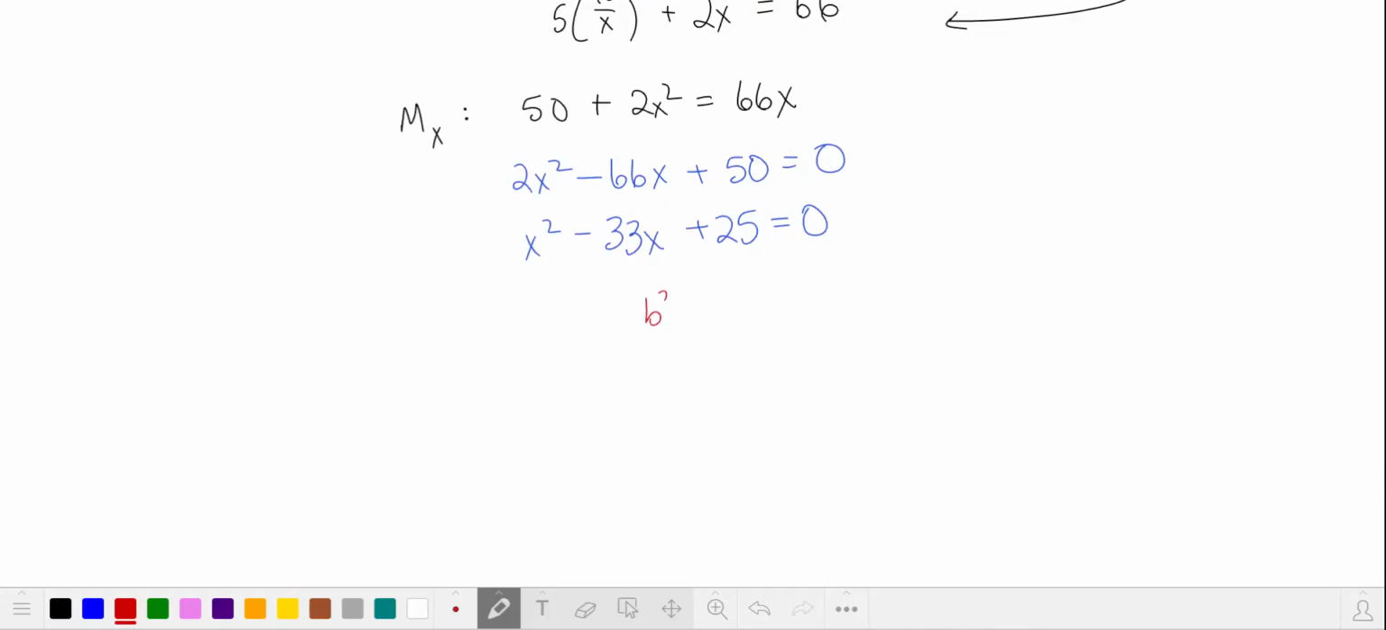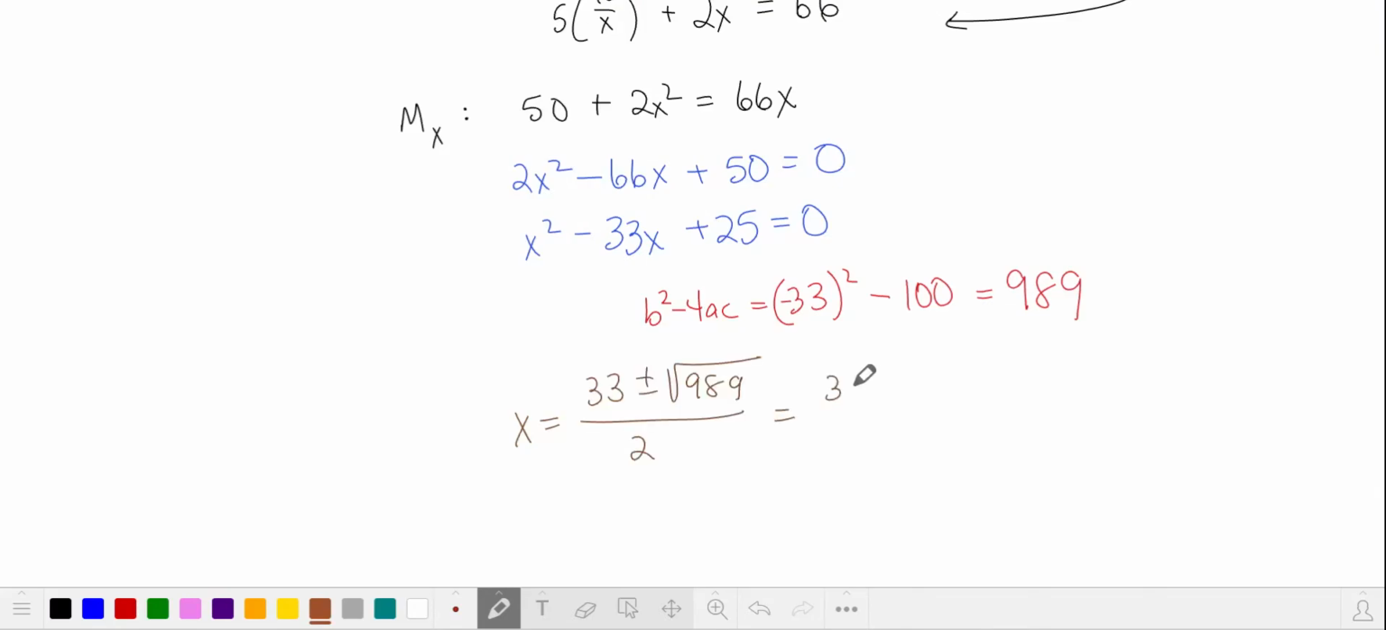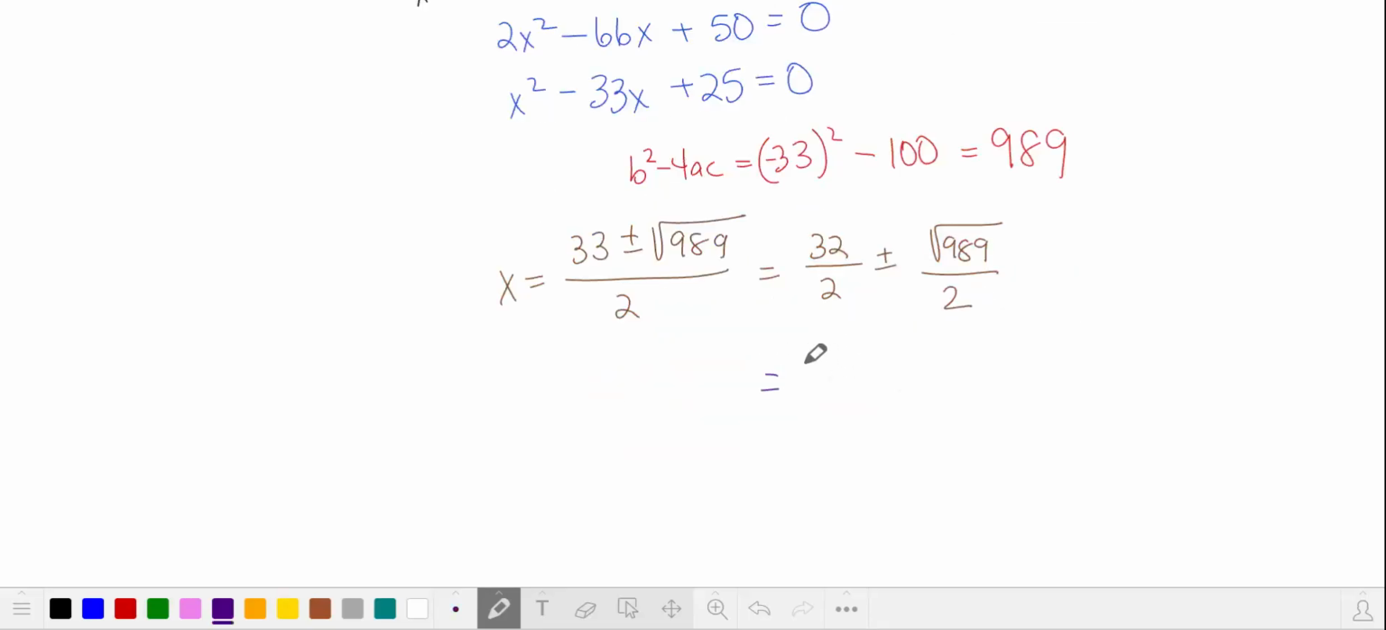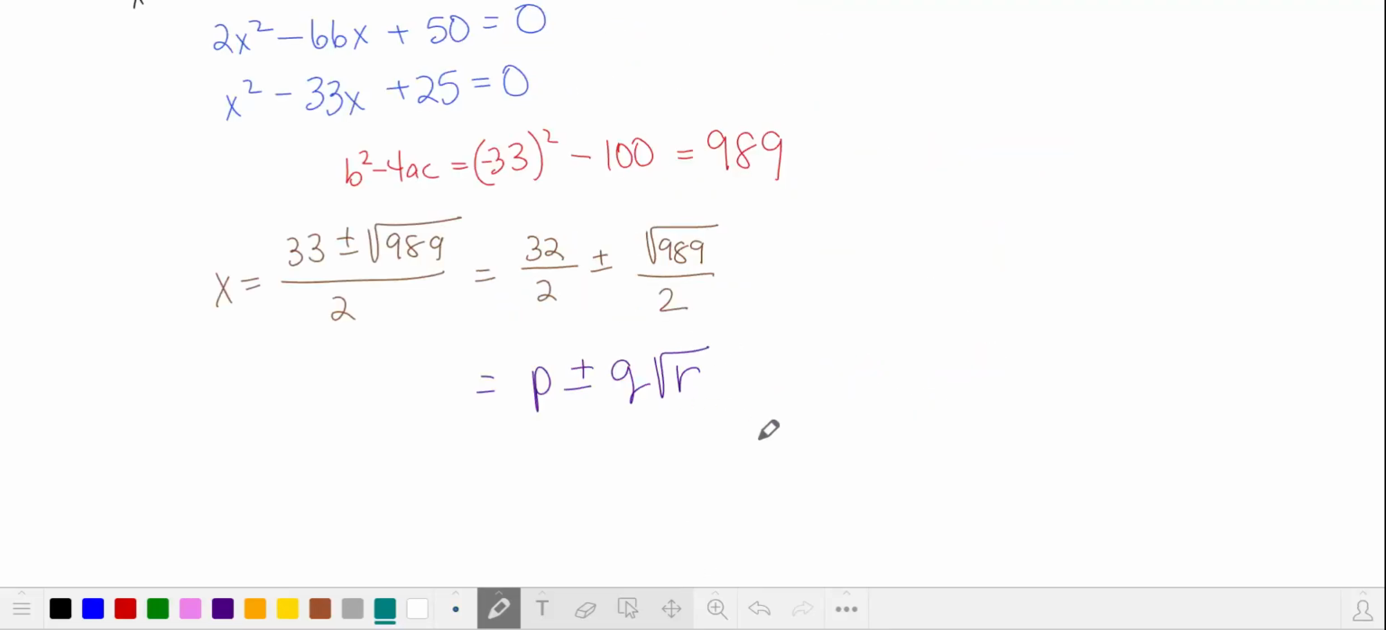First, let's find the discriminant. This is 989. So here are our solutions for x. And we'll separate out our terms in the numerator because they want the solution written as p plus or minus q times the square root of r, where r doesn't have any perfect squares that divide it. I want to make sure that there are no perfect squares that divide 989.